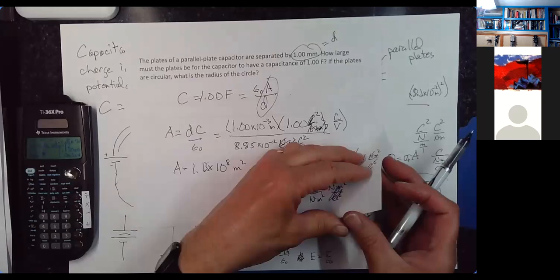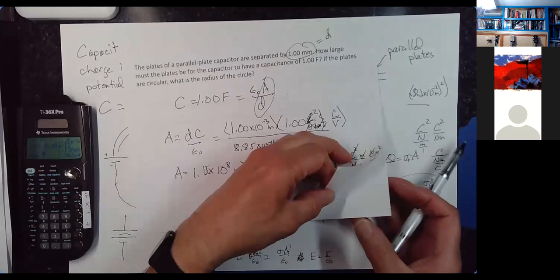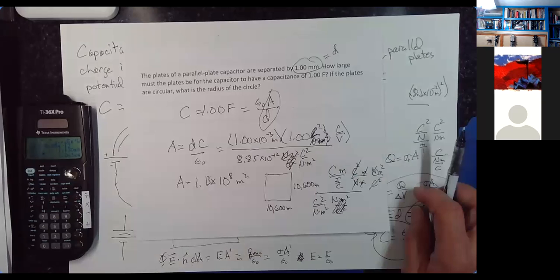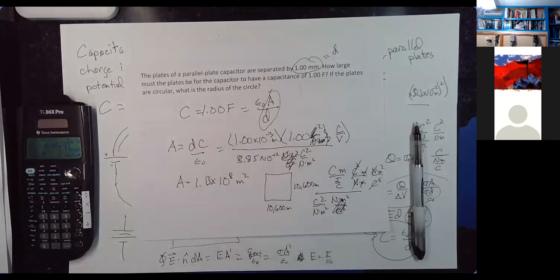I think that's all I had for starter problems today, just kind of getting our feet wet with capacitance. And tomorrow we'll look at some other geometries for a capacitor besides the parallel plate capacitor. We'll look at a cylindrical capacitor. With those, you actually have a capacitance per unit length.